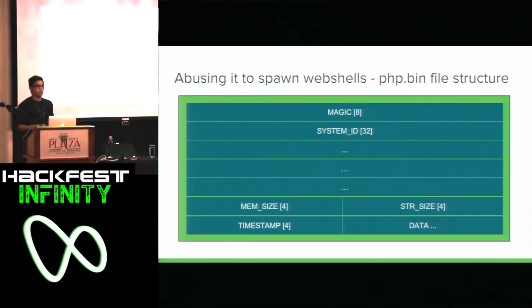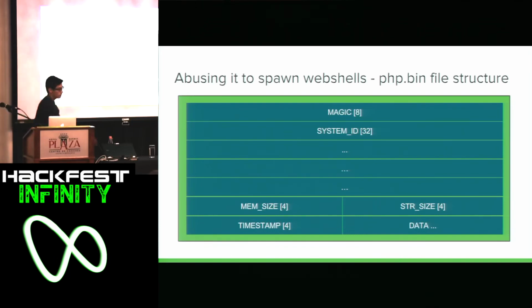Now, before we're able to do this, there are some technicalities that we have to take care of first. What you're seeing here right now is the file structure for a php.bin file. All of the cache files will have this structure. It starts off with 8 bytes of magic, which is the signature of the file. Usually, it's going to be OPcache with a null byte at the end. After that, you have a system ID of 32 bytes. We'll look into that later. And then you have a memory size, string size, and timestamp, which are just meta info. And the data that you see at the bottom is the bytecode that's actually going to be executed.